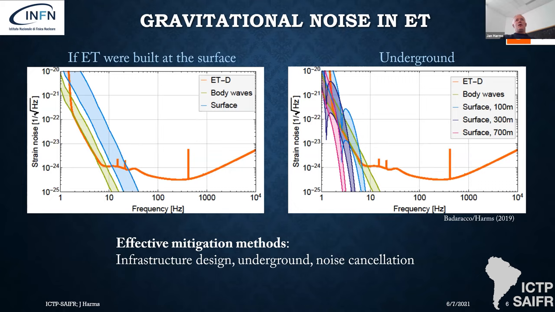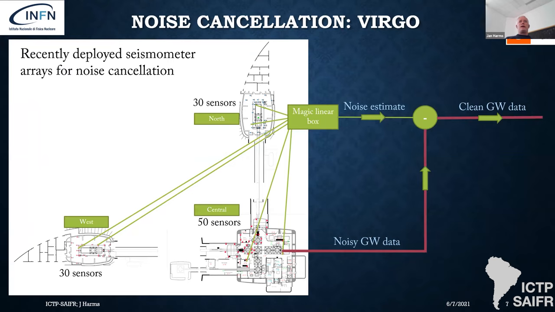Okay, so now that I have said what the gravitational background can look like, I want to talk about noise cancellation, because that is for us the systematic standard approach to achieve mitigation of this noise. And the first example I want to give is how that might look like, for example, in Virgo.